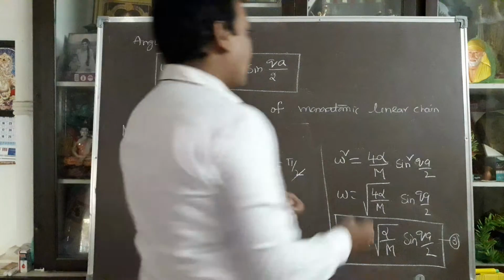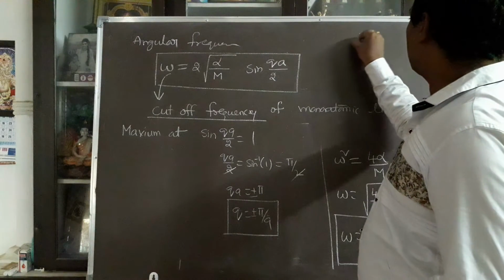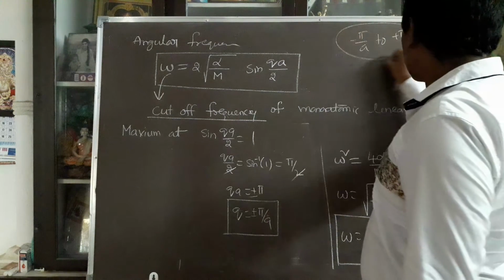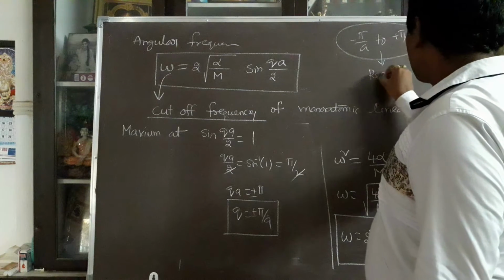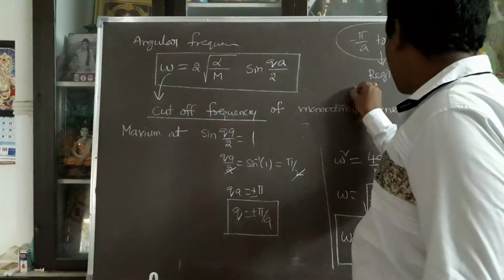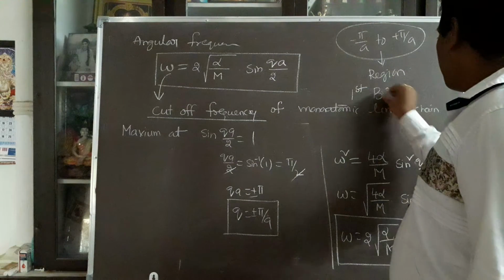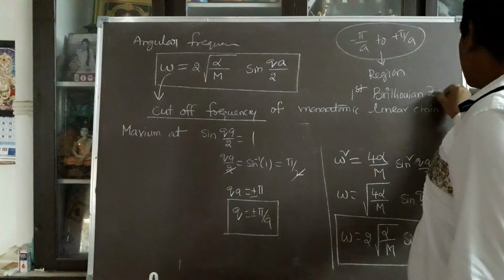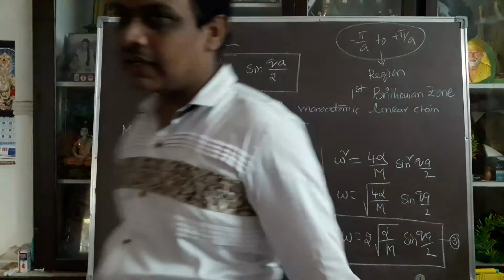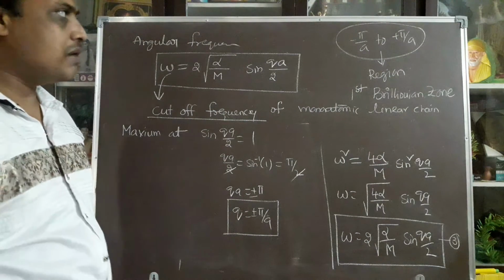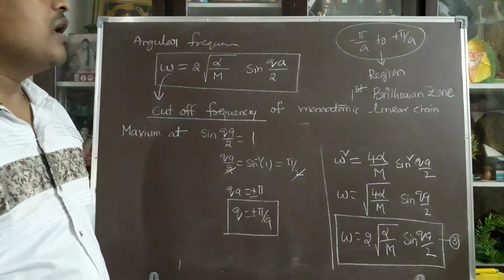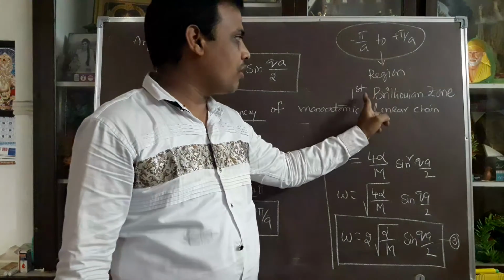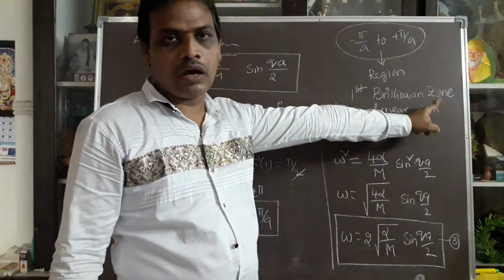According to the data, the wave vector lies in between minus pi by a to plus pi by a. This particular region can be called the first Brillouin zone. The volume or region in which the wave vector lies in between minus pi by a to plus pi by a, that region is called the first Brillouin zone of the wave.